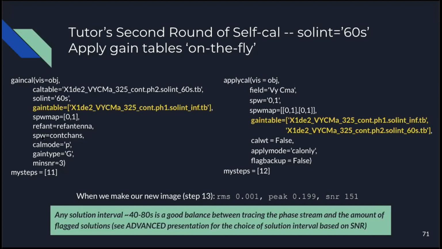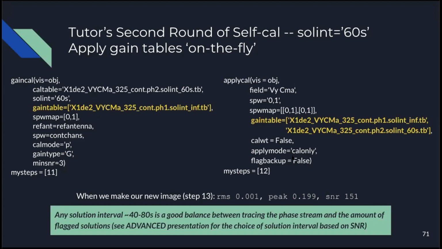We use the continuum channels to calculate solutions. The spectral window map means that we are going to apply solutions from spectral window 0 to spectral window 0, and solutions from spectral window 1 to spectral window 1. There is more information on the additional slides about this spectral window map parameter.